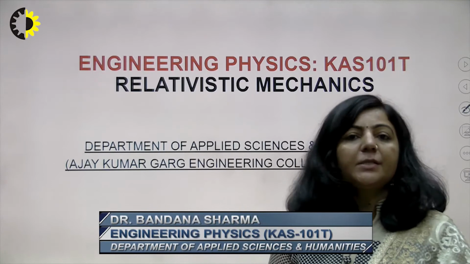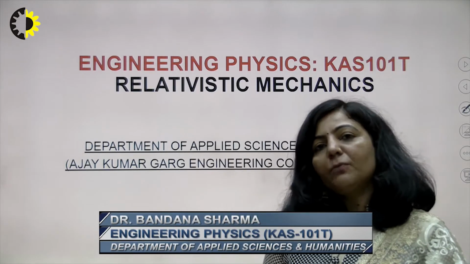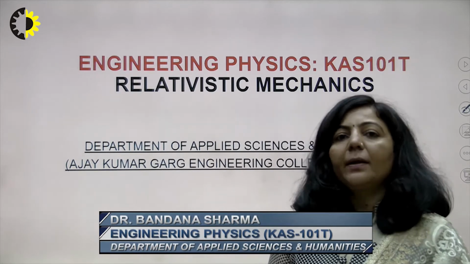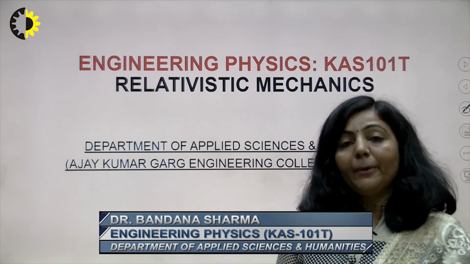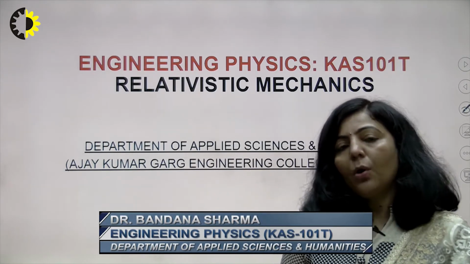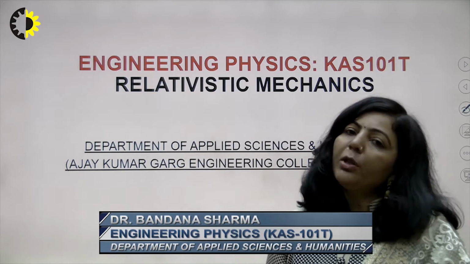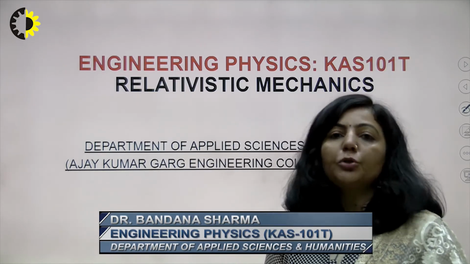My subject is Engineering Physics, code is KS101T, and the topic which I am discussing is Relativistic Mechanics. I have already mentioned in my previous lectures that in relativistic mechanics nothing is absolute. All the physical quantities, all the physical parameters, will be affected because of the motion of the object.